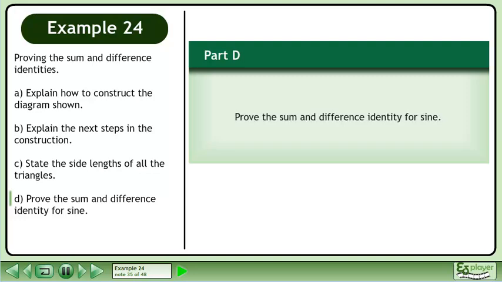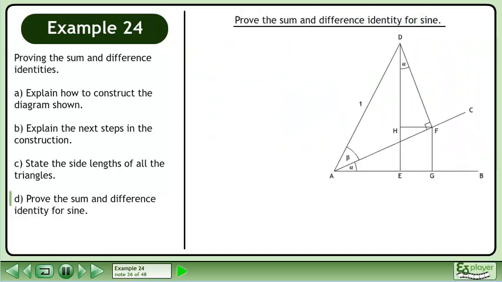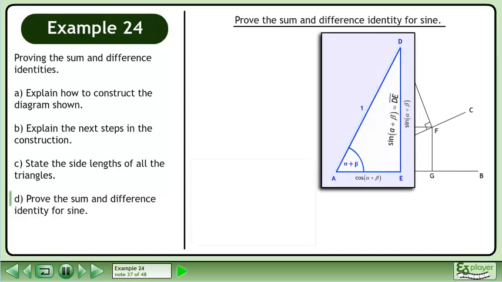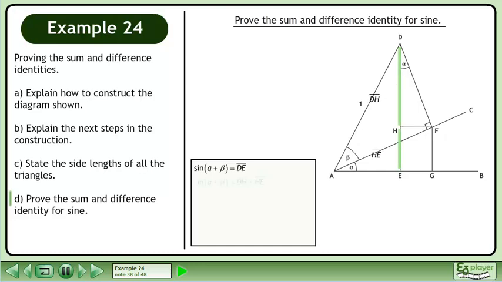In Part D, we'll prove the sum and difference identity for sine. Bring back the construction from Part B. We know from the blue triangle that sine of alpha plus beta is identical to the length of DE. The line DE is the sum of DH and HE.